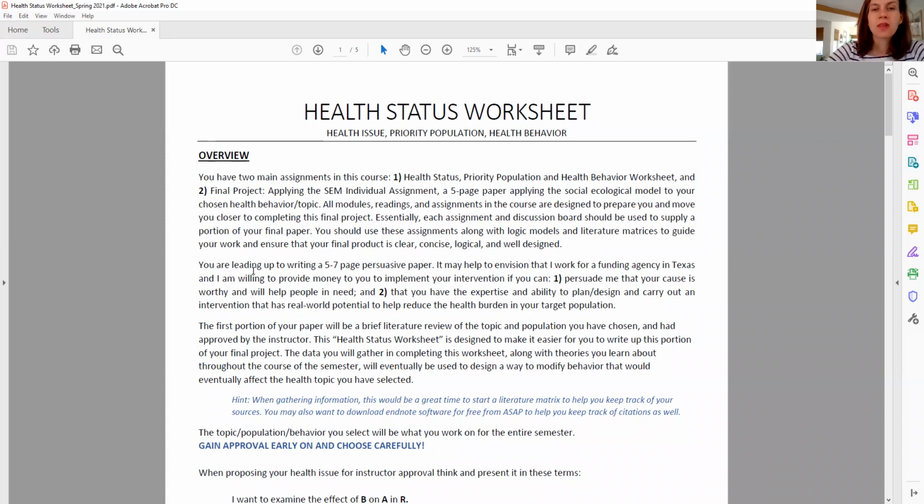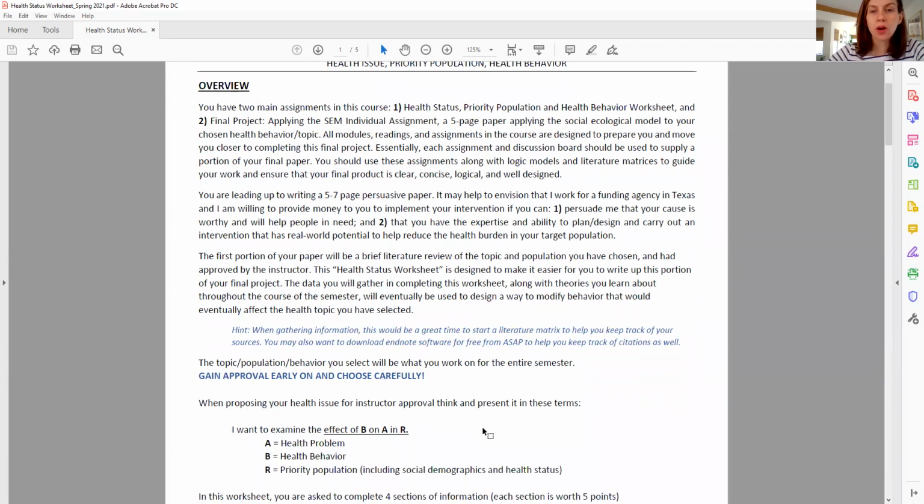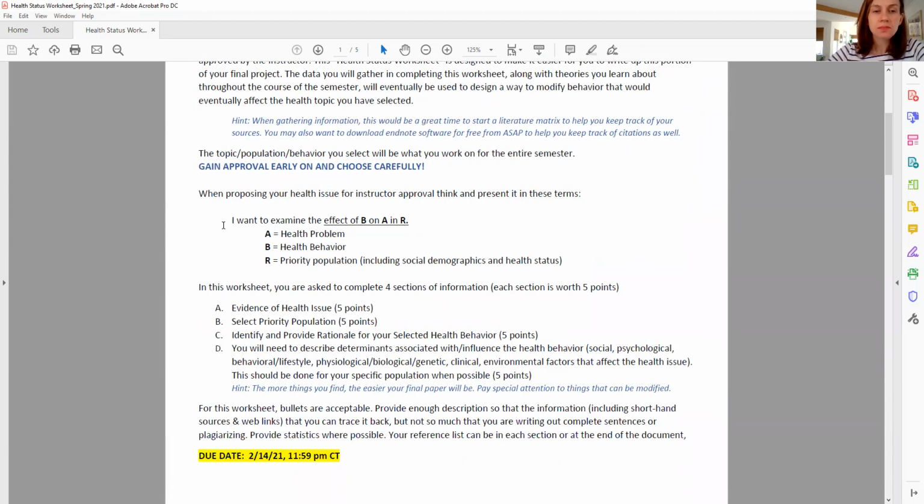For example, you might have been approved for something like smoking as the behavior, and the outcome or health disease status might be lung cancer. So we can use that example throughout. Basically, read this first page. It gives you more background about why we're doing this and what the goals of this assignment are.